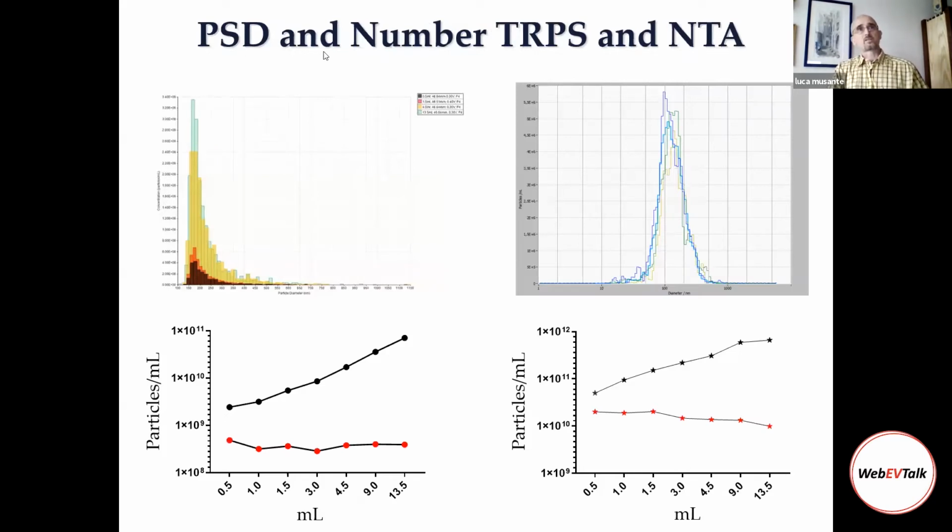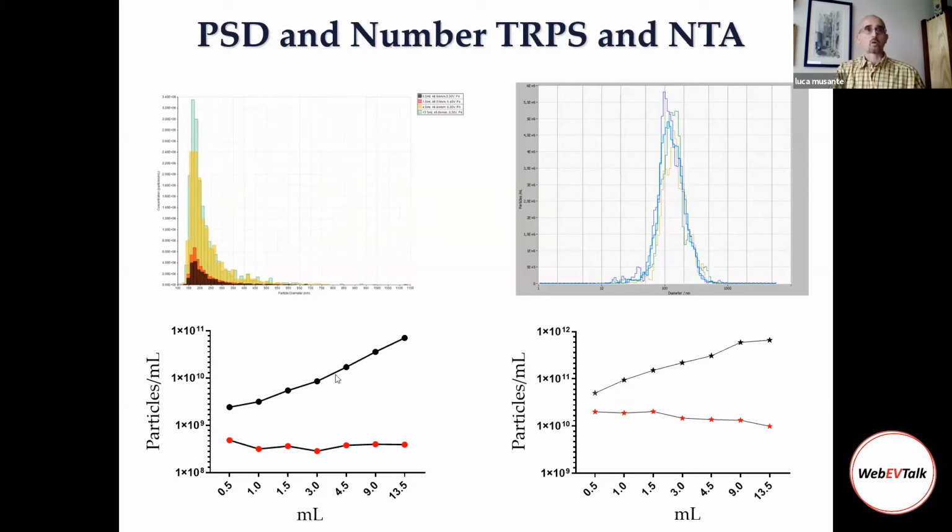We measured the particle size distribution and number with two platforms: TRPS, the qNano from Izon, and NTA, ZetaView from Particle Metrix. And as you can see, the particle size distribution is the same independently of the starting volume that we are reaching, from 0.5 up to 13.5, both for TRPS and NTA. We used here an NP300 nanopore membrane. We didn't adopt any filtration step. We wanted to know what the real particle size distribution was. And interestingly enough, I think just by chance, both techniques show a median of around 180, 190 nanometers.